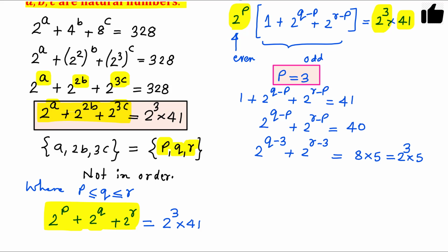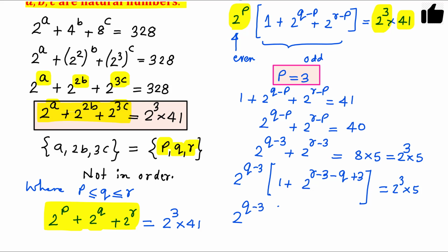Now do the same thing. Which number is smaller? 2 raised to the power q minus 3 is smaller or 2 raised to the power r minus 3 is smaller? Of course, q minus 3 is smaller because q is less than r. So now if I repeat the similar step, I can take 2 raised to the power q minus 3 common. So this becomes 1 plus 2 raised to the power r minus 3 minus q plus 3, and this is equal to 2 raised to the power 3 times 5. So now I can say 2 raised to the power q minus 3 times 1 plus 2 raised to the power r minus q is equal to 2 raised to the power 3 times 5.